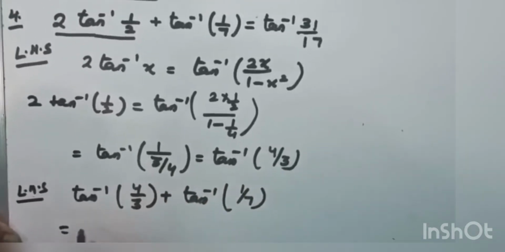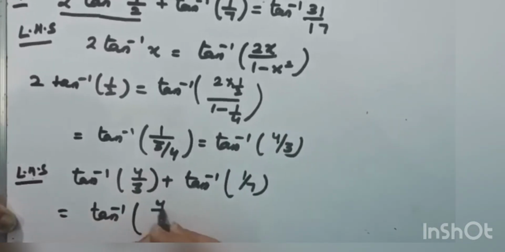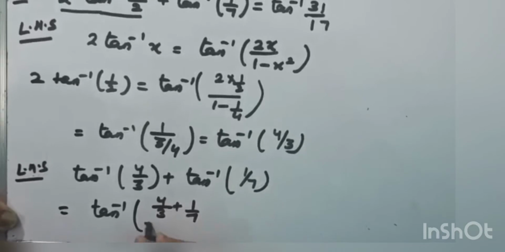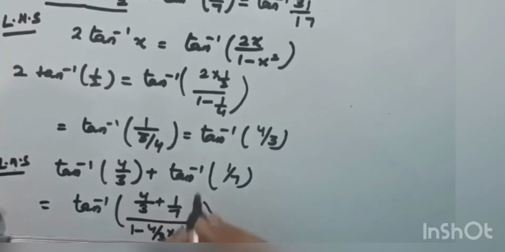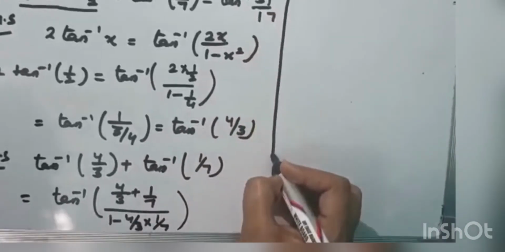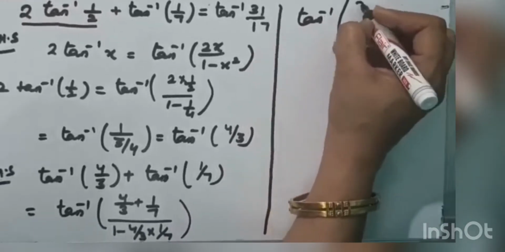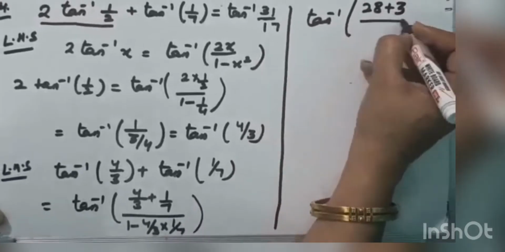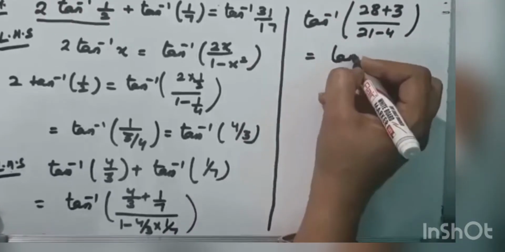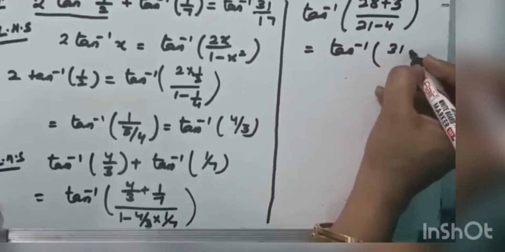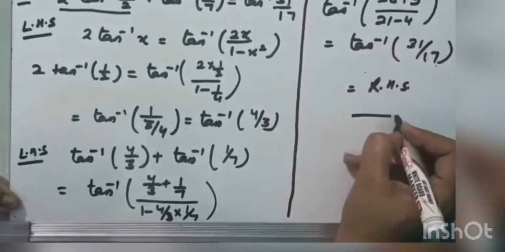Now again the same formula, tan inverse x plus tan inverse y: tan inverse of (4 by 3 plus 1 by 7) upon (1 minus 4 by 3 into 1 by 7). Now simplify this: tan inverse of (28 plus 3) upon (21 minus 4). When we simplify this result, we have tan inverse 31 by 17, which is our right hand side.